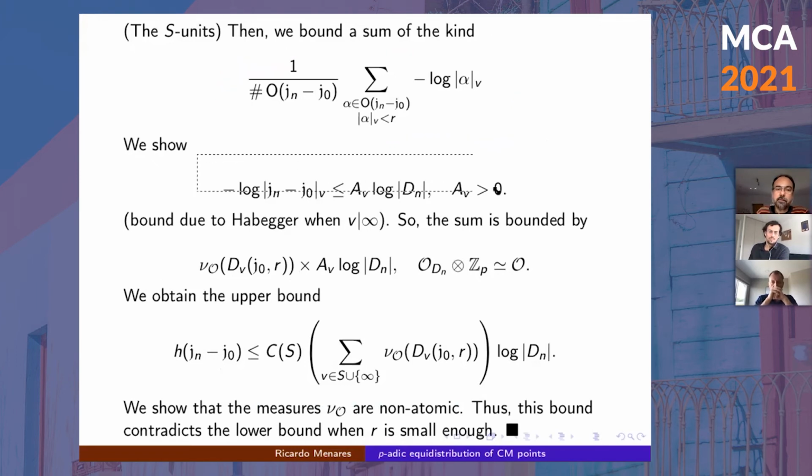First, we show the following. We show that the v-adic absolute value between Jn and J0 cannot be too small. This is expressed in this way, that minus log of this is bounded from above by a constant times log of the discriminant. This is saying that singular moduli cannot approximate another singular moduli too fast. There is some control on the rate of approximation given by the discriminant.